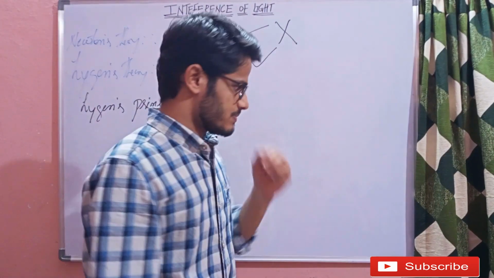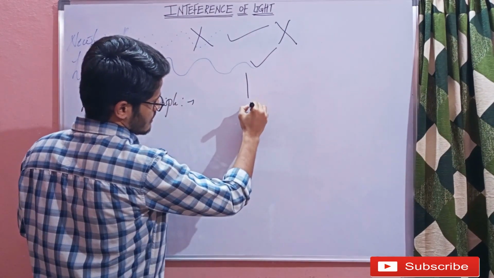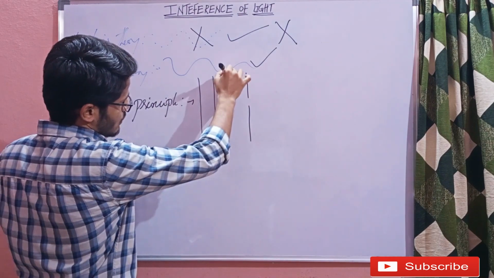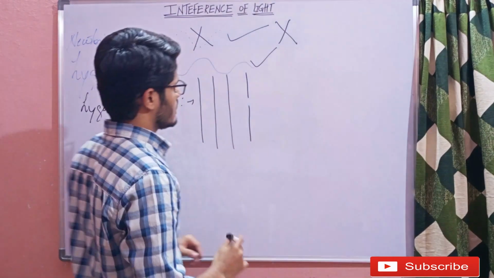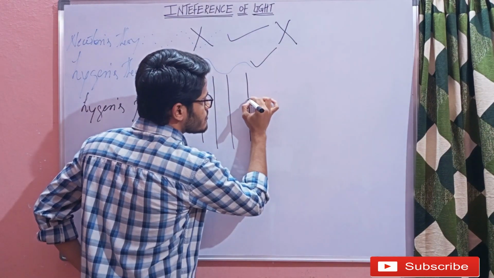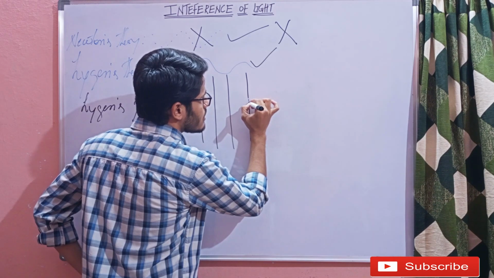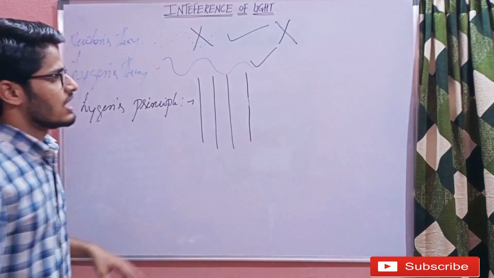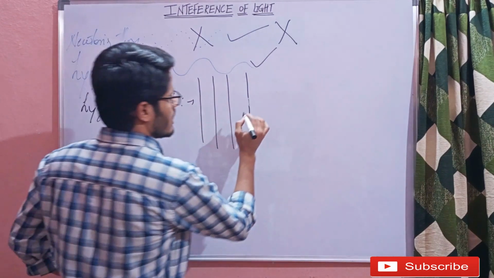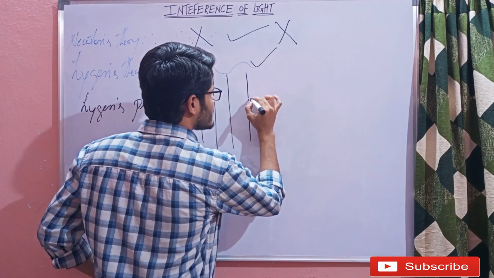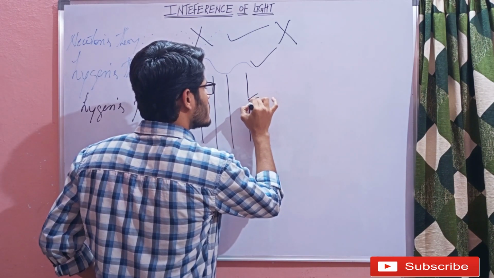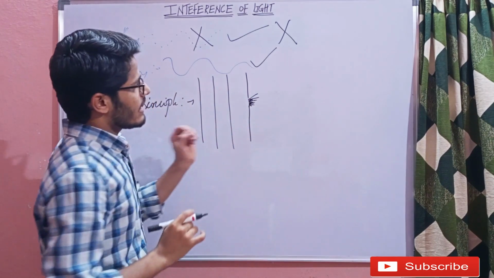According to the Huygens principle, if you have a single slit, and if you send plane wavefronts of light waves in here, he said that according to the principle, each point on the slit will produce secondary wavelets. Means this point will act like a light source and it will produce light in all directions. Again, these small dots will act like a light source.